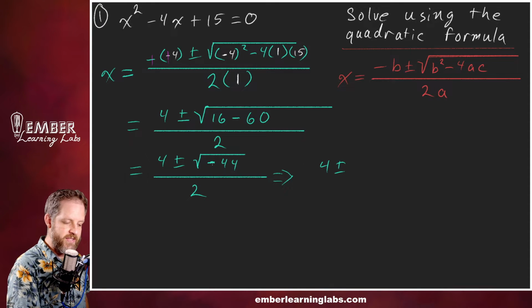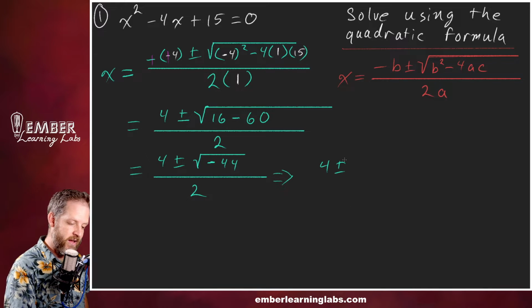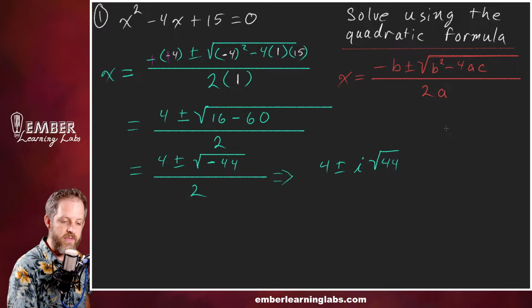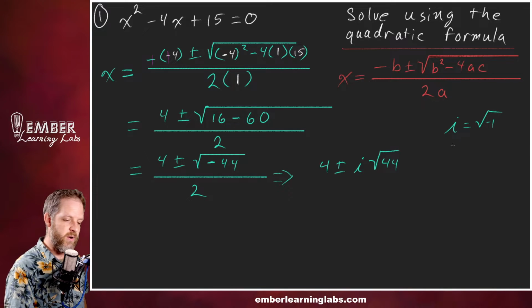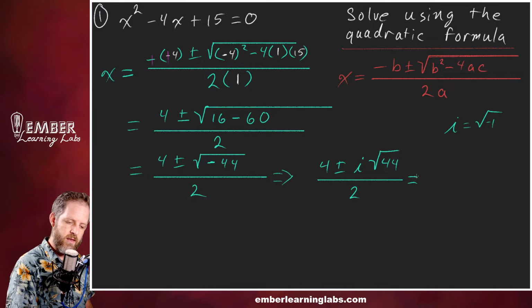The first one is this negative under the radical is going to turn into an i, right? So this turns into plus or minus i times the square root of 44, because remember that i equals the square root of -1. So we can go ahead and pop that out, right? And then this is still over 2. And then moving on over.